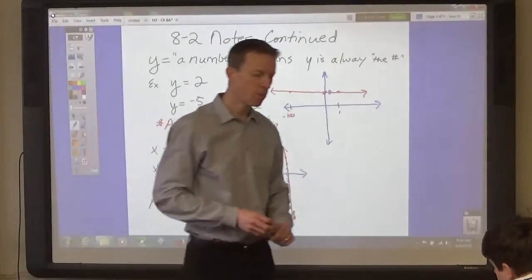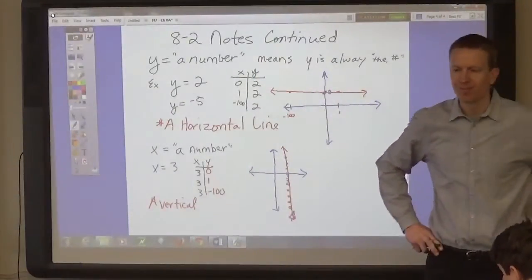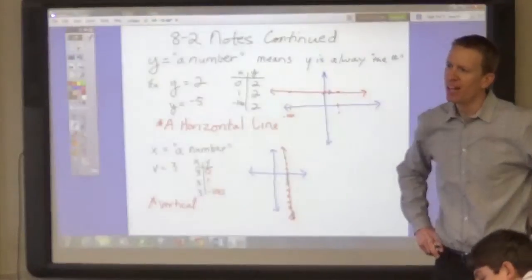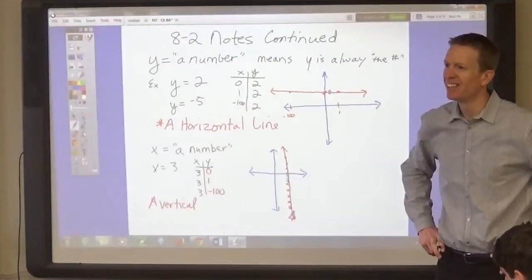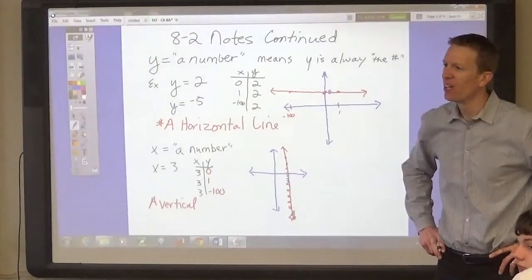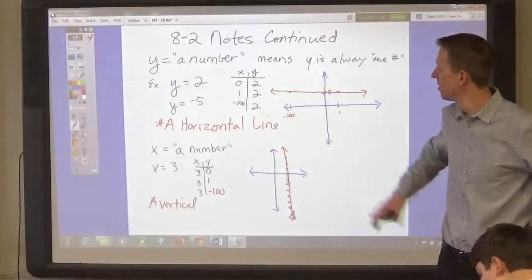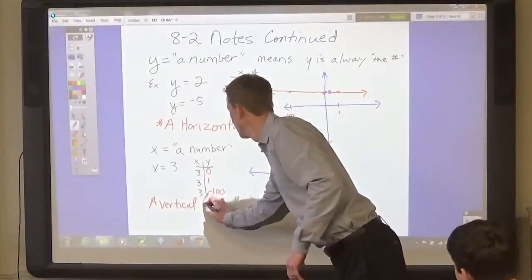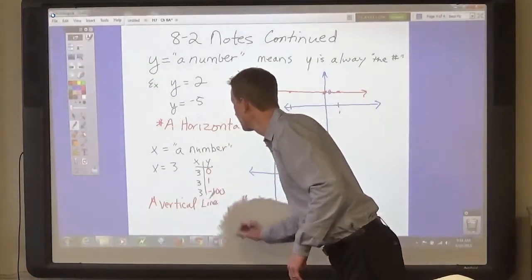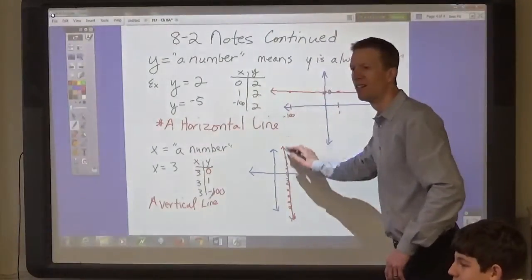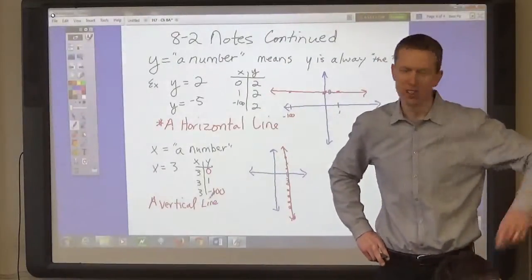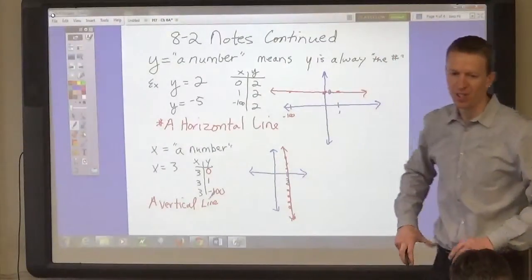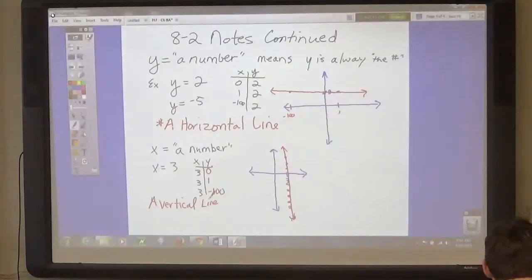Number 2 is x equals negative 4. So what would that give you? Kishan? No, not for x equals a number. Look. Not across. A vertical. A vertical line at what? At negative 4. Good. Yep. Feel comfortable. Vertical line at negative 4. They're vertical.